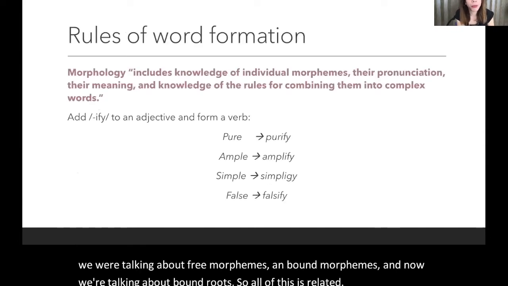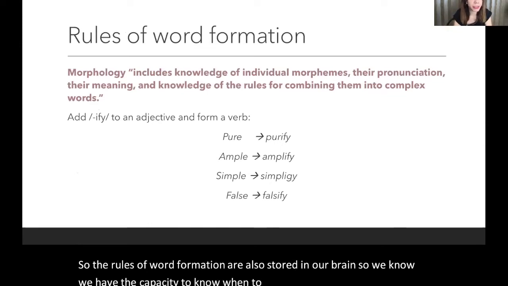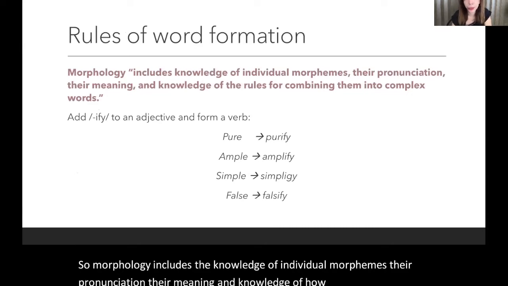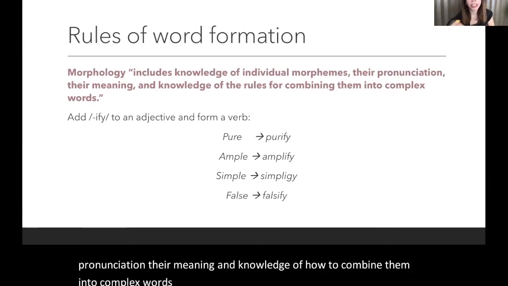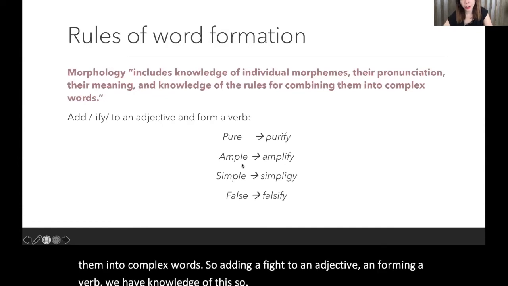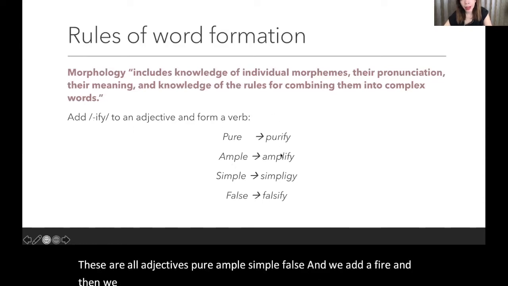So the rules of word formation are also stored in our brain. We have the capacity to know when to use a specific suffix or prefix, right? So morphology includes the knowledge of individual morphemes, their pronunciation, their meaning, and knowledge of how to combine them into complex words. So adding ify to an adjective and forming a verb, we have knowledge of this. So these are all adjectives: pure, ample, simple, false. And we add ify, and then we have purify, amplify, simplify, falsify.